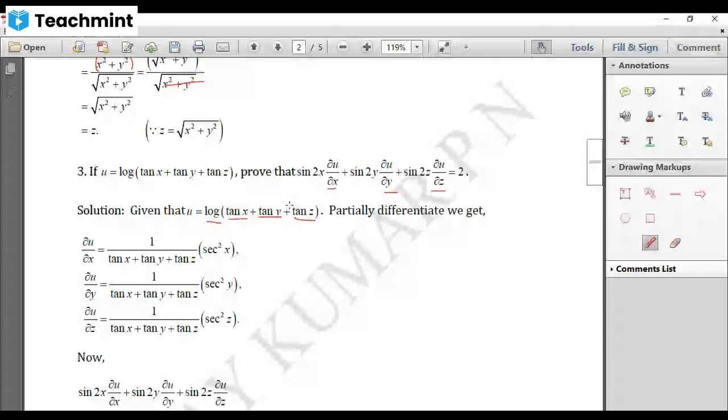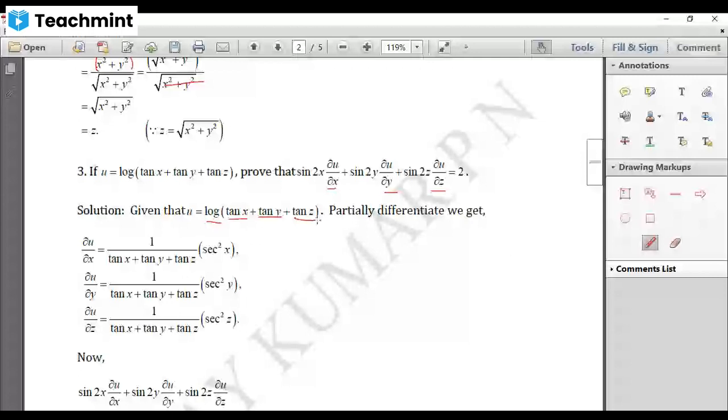Now similarly differentiate this with respect to y. First you have to differentiate the outside function log. Derivative of log is 1 by this. Now what is the derivative of, forget log, what is the derivative of tan x? 0, because you are differentiating with respect to y. What is the derivative of tan y? It is secant square y. Plus what is the derivative of tan z? It is 0. So simply you will get secant square y.